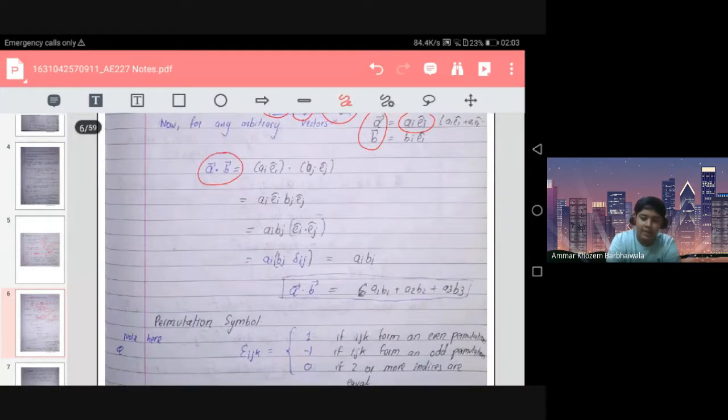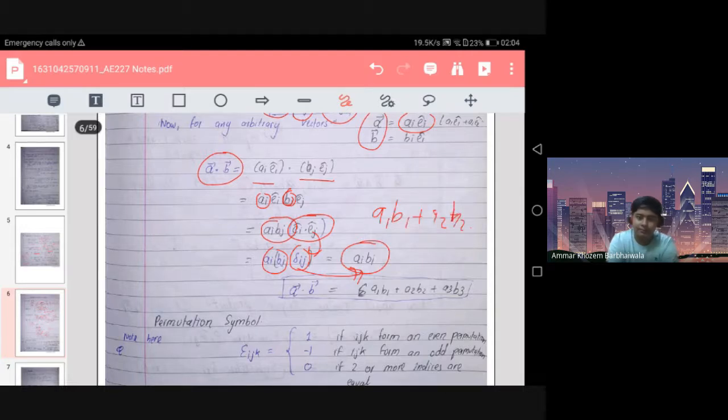So I can write a dot b as a_i e_i dot b_j e_j. They are all just multiplication. So I can write this as a_i b_j times e_i cap dot e_j cap, and we know that e_i cap dot e_j cap is delta ij. So this is a_i b_j delta ij, and when i equals j, then delta ij would be 1, otherwise it would be 0. So it just sums down to a_i b_i, which is the dot product we consider for two vectors, like A1 B1 plus A2 B2 plus A3 B3, and so on. There's also this thing called the permutation symbol.